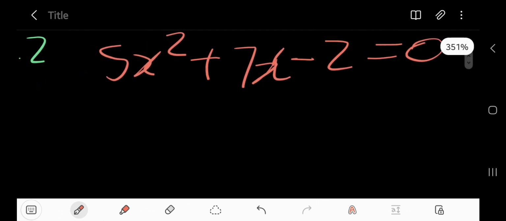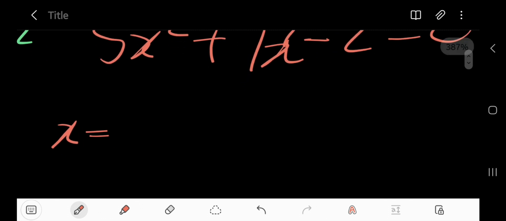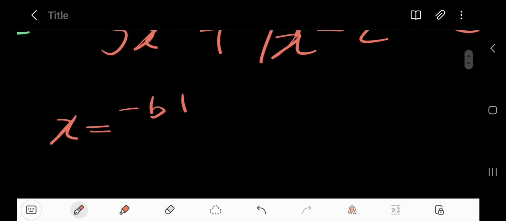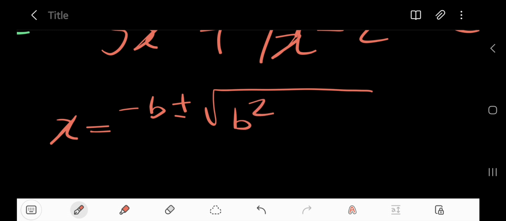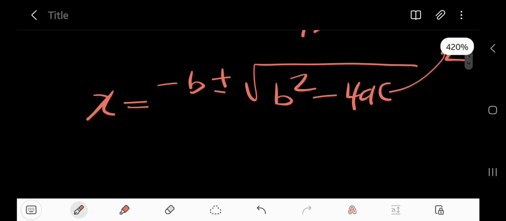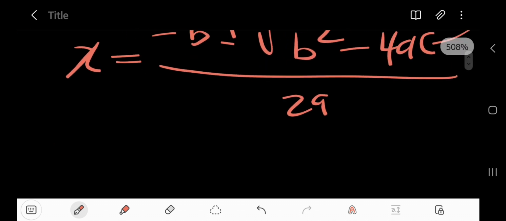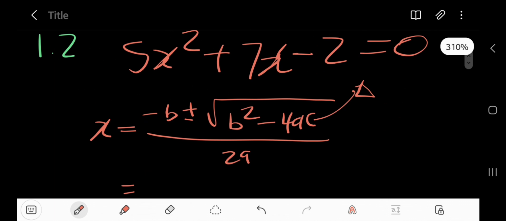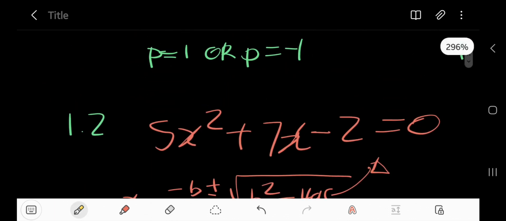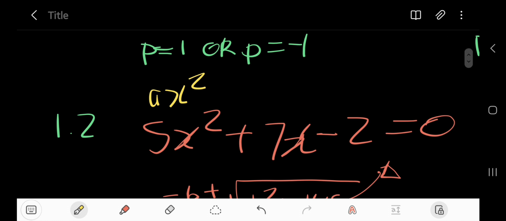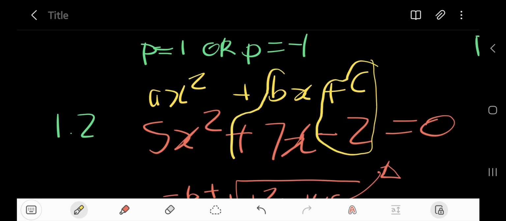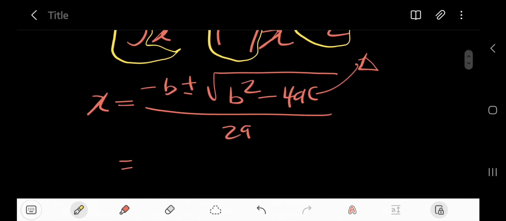So what this means is that I'm going to just replace into the quadratic formula, which is given on your formula sheet, which is minus b plus or minus the root of b squared minus 4ac. The b squared minus 4ac is your discriminant, your delta, all over 2a. In this case, this is written in the form ax squared plus bx plus c, so c is this value here, b is the coefficient of x, and a is the coefficient of x squared. So let's just replace that.